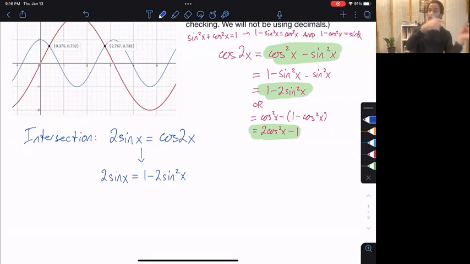What I'm going to do is get everything on one side so that I can do a factorization or whatever. So this becomes 2 sine squared of x plus 2 sine of x minus 1 equals 0. Now, if you're like me, you see this and you think, I'm going to factor. Well, good luck. One way you can check to see if something is factorable is, now you may have had this experience.